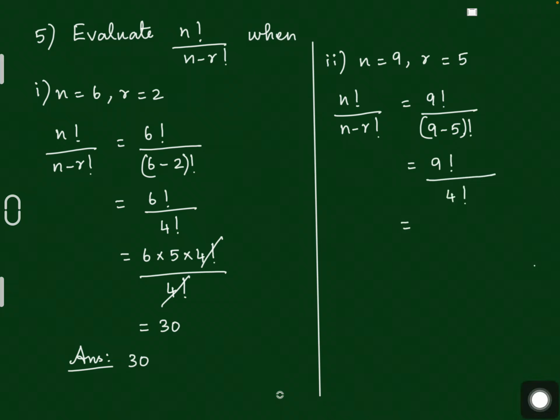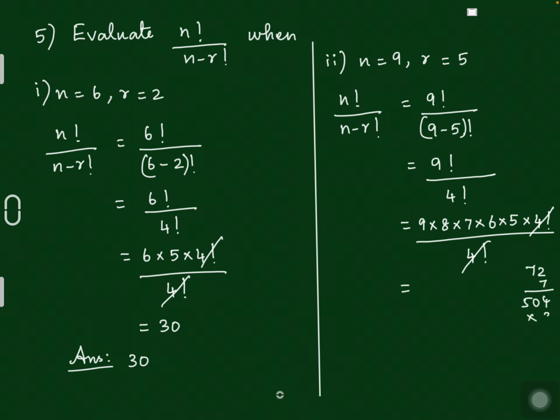factorial. So 9 factorial can be written as 9 into 8 into 7 into 6 into 5 into 4 factorial by 4 factorial, because I want to cancel both the 4 factorials. So 9 8s are 72. 72 into 7 is 504 into 30 is equal to 15,120. So what is the value?